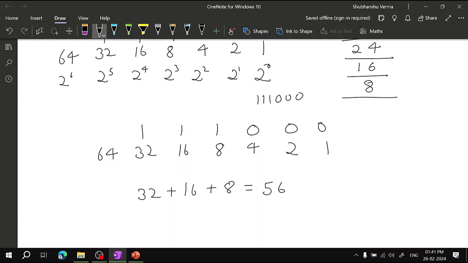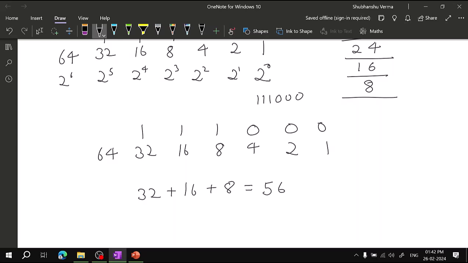Now you will ask one more question. Let's suppose we have characters like A, B, C, D and all. How will the device understand this? That's what we will understand in the next session, where we will talk about the ASCII table.